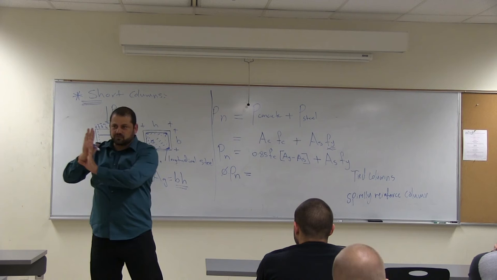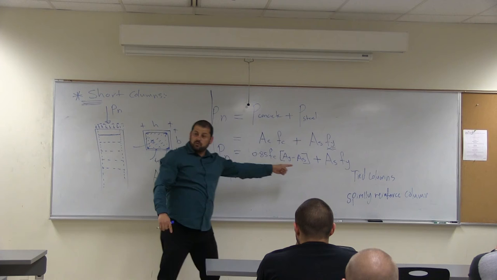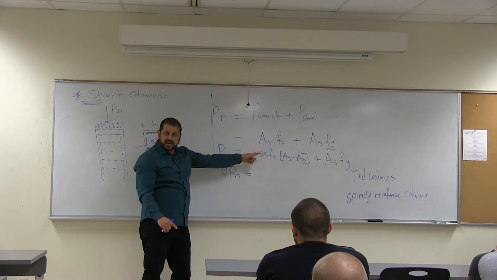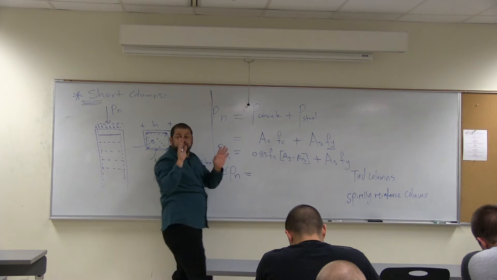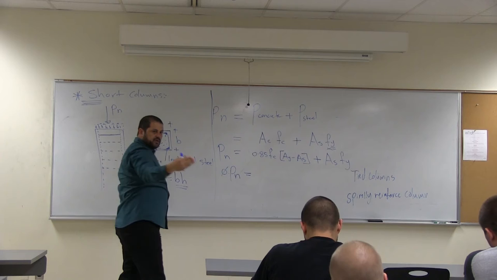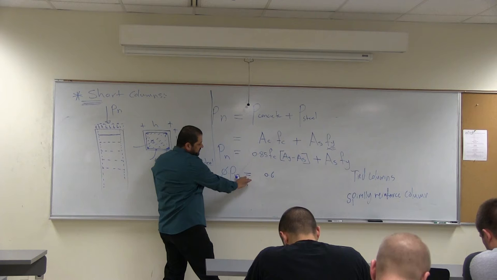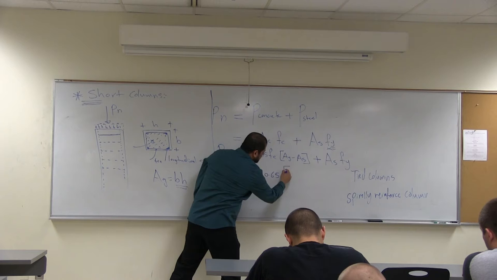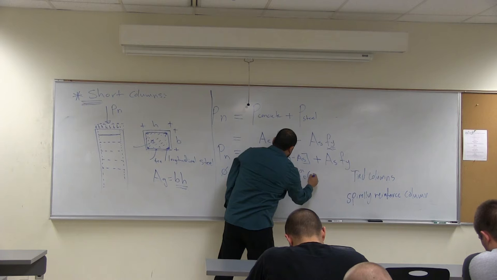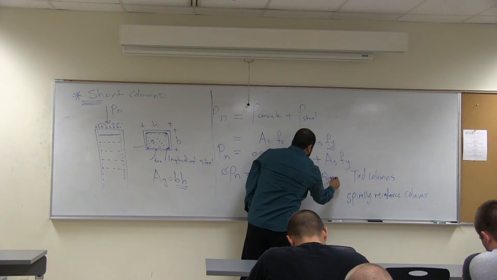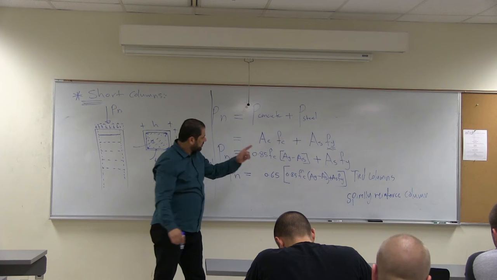So for tied columns, what's the phi factor? Again, this is phi times whatever we have in here. So for tied columns, I said 0.65. You have it, by the way. That's a generic graph for the phi factor, the one I gave you in beam design. So this will be 0.65. Keep a space before this one. Keep a space after the equal. Phi Pn = 0.65 times [0.85 f'c (Ag - As) + As Fy], and close this one. This is for tied columns.